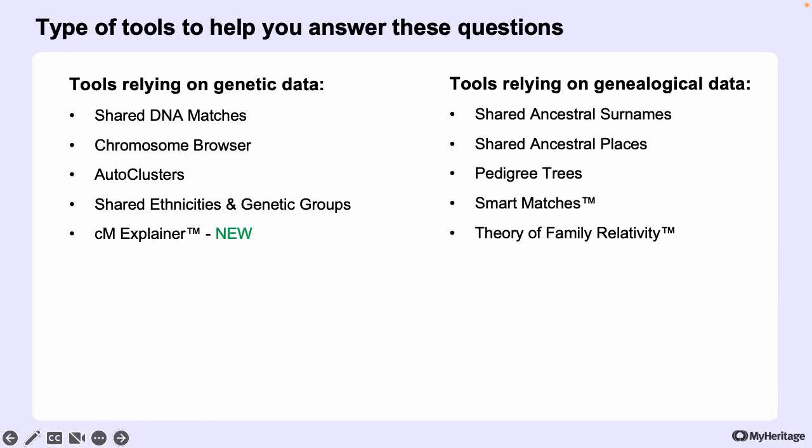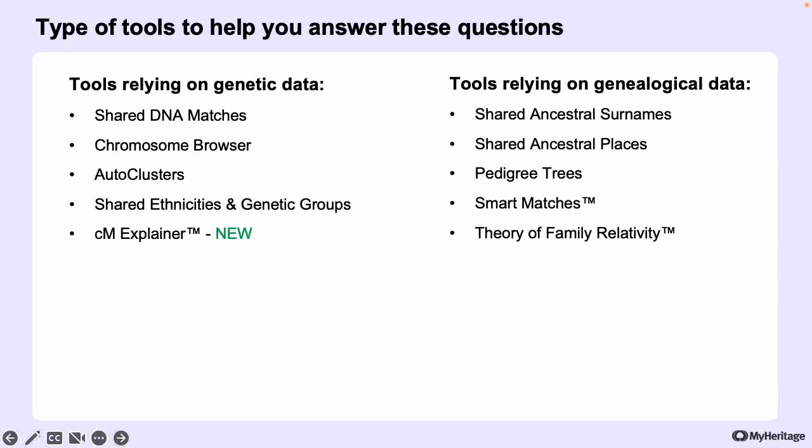And the CM Expander, which is the new tool, which I'm going to cover just now. Now, there are also tools that are relying on genealogical data, and this is the data that comes from the family trees. It's not related to genetics, but it's very important information.